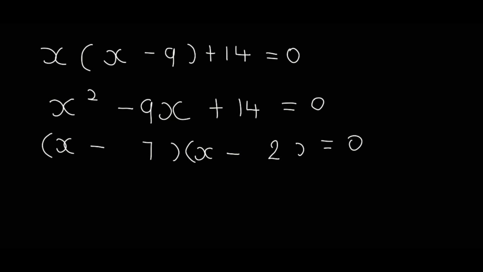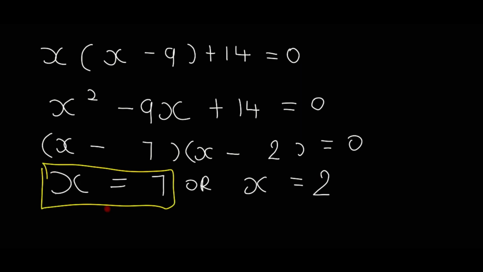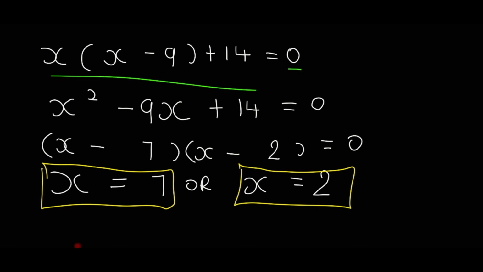So from there we get x = 7 or x = 2. So this is our answer. So be careful before we equate it to 0. It is not always the case. Only if the right hand side is 0 do we equate this part to 0.